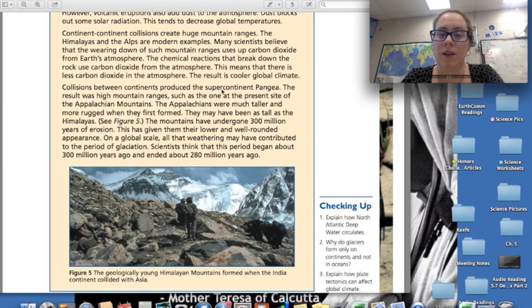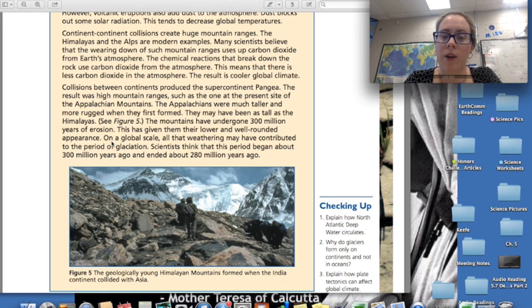Collisions between continents produced the supercontinent Pangaea. The result was high mountain ranges, such as the one at the present site of the Appalachian Mountains. The Appalachians were much taller and more rugged when they first formed. They may have been as tall as the Himalayas. See Figure 5. The mountains have undergone 300 million years of erosion. This has given them their lower and well-rounded appearance.